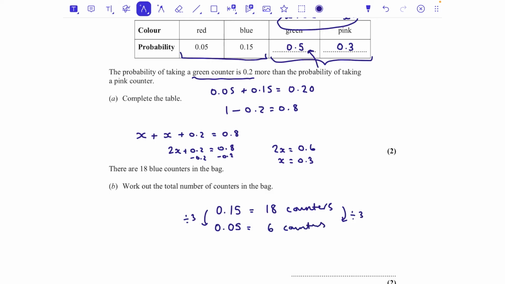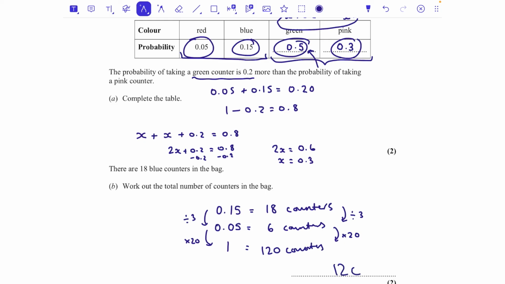Then if I want to know what one whole is, you could of course just then work out each of them individually and add them all up if that makes more sense. But I think here if I want one whole, so if I want to know what all of them are out of, then I'm going to get that by multiplying by 20. And so if I times that by 20, it's going to be 120 counters. 120. The other way of doing it is to say, well, this is 15%. 15% is 18, so you can get 5% and get 100% if it works for you easier like that.